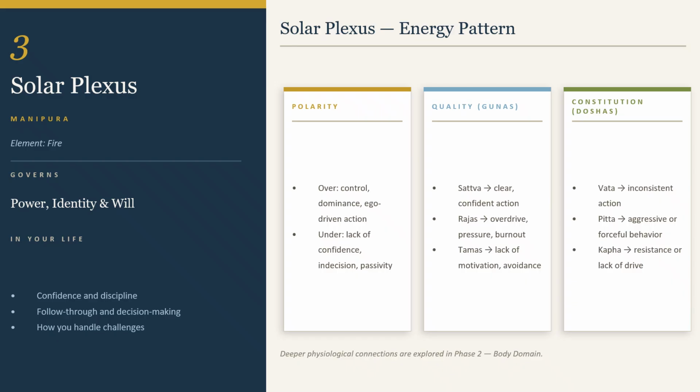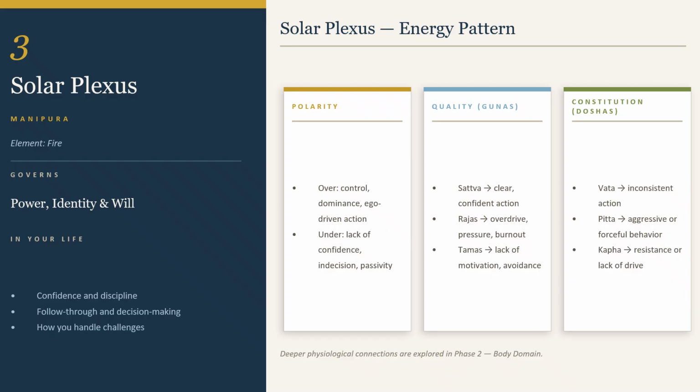For polarity, overactive expression can show up as control, dominance, or ego-driven action. Underactive expression can show up as lack of confidence, indecision, or passivity. In quality, Sattva brings clear, confident action. Rajas can show up as overdrive, pressure, or burnout tendencies. And Tamas can show up as lack of motivation or avoidance.